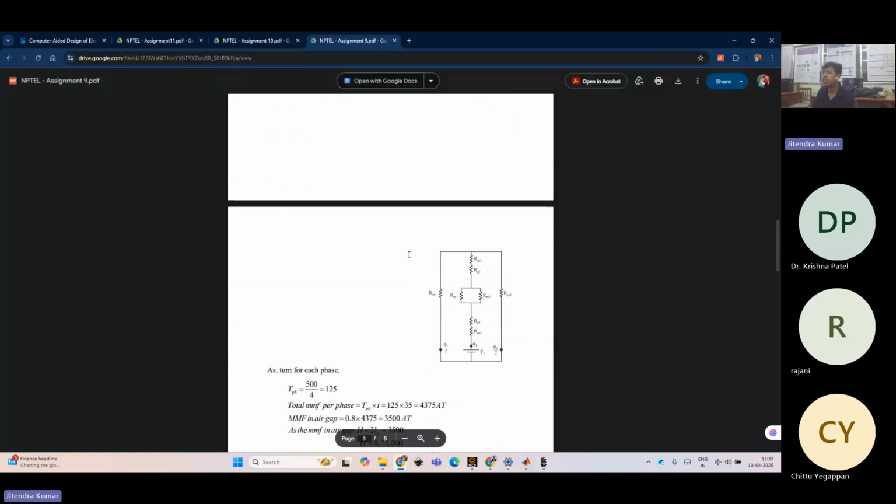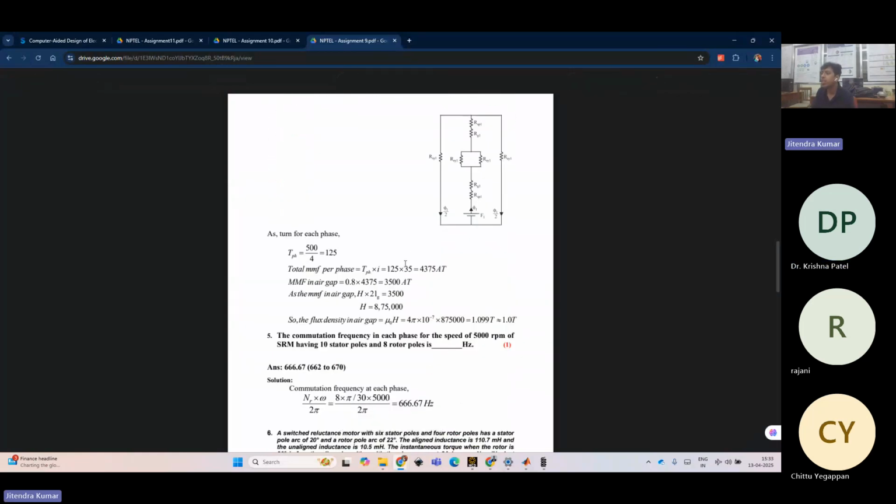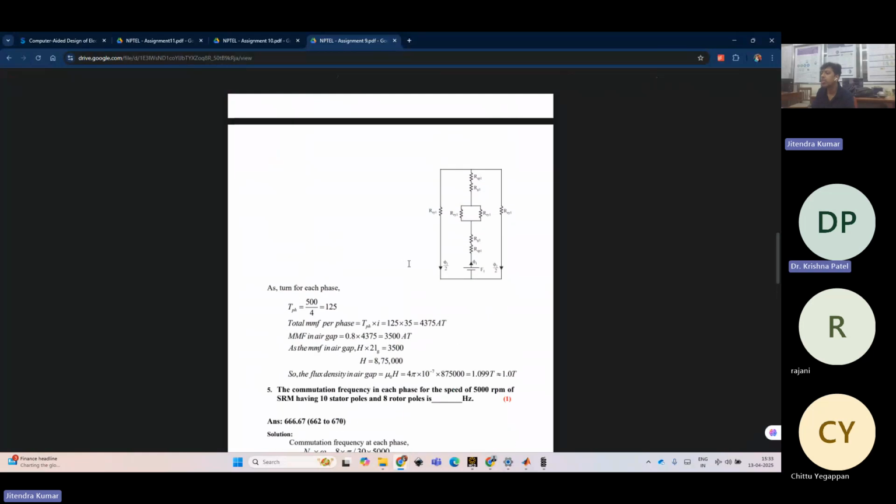So how much percentage did they take? MMF in air gap, they took 80% of the MMF per phase. So MMF in the air gap is 3500 Tesla.